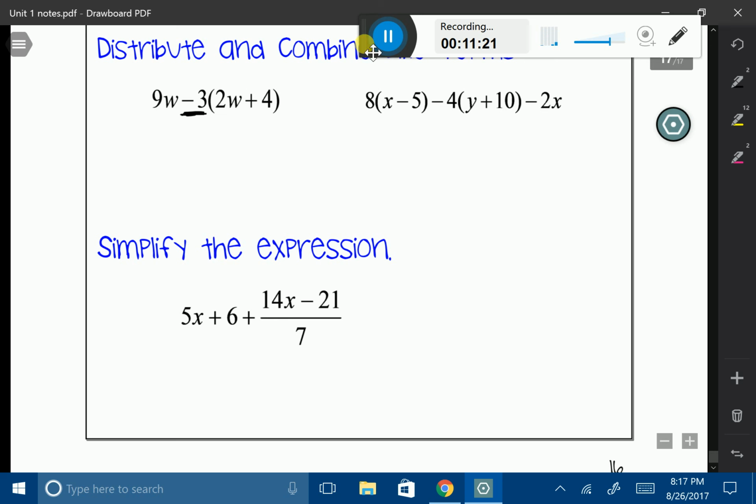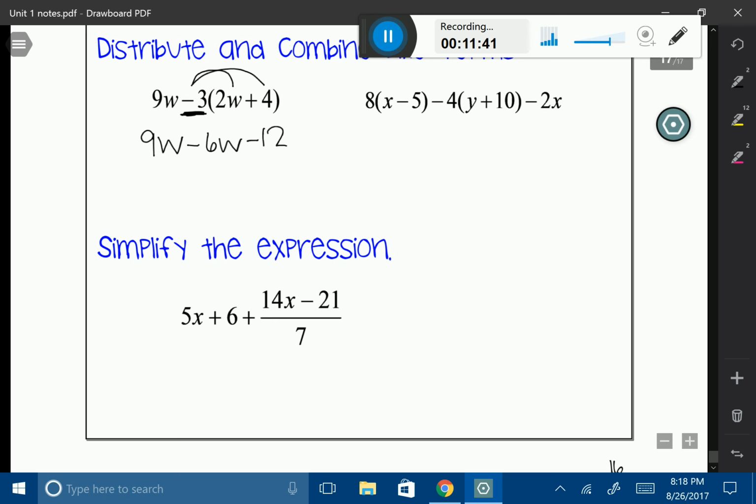So, let's look at this. I'm going to go ahead and write 9w, because I'm not doing anything with the 9w. I'm not distributing it. He's just hanging out. And then I'm going to take my -3 and distribute him into 2w to give me -6w. I'm going to distribute -3 into +4 to give me -12.